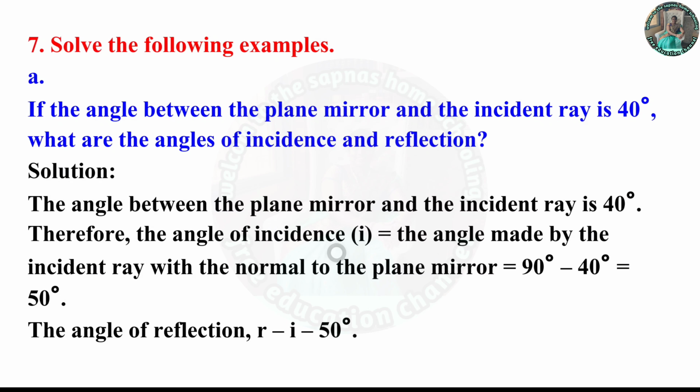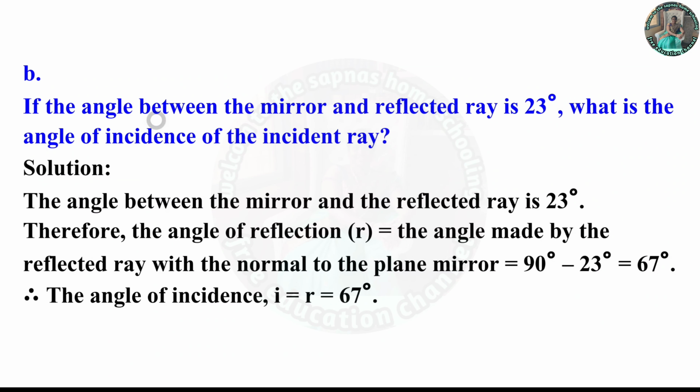Therefore, the angle of incidence, i, is equal to the angle made by the incident ray with the normal to the plane mirror. So the angle between the normal and the plane mirror is 90 degrees. So 90 minus 40 degrees is equal to 50 degrees. So the angle of reflection is equal to the angle of incidence is equal to 50 degrees.